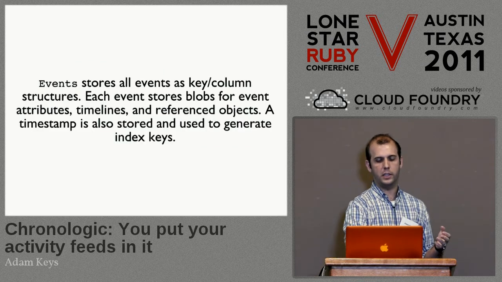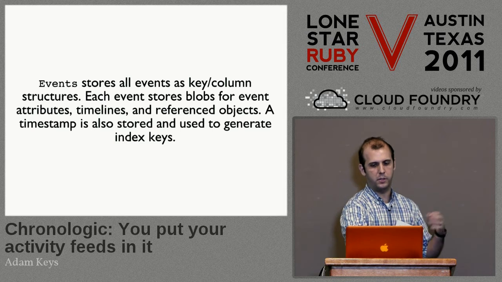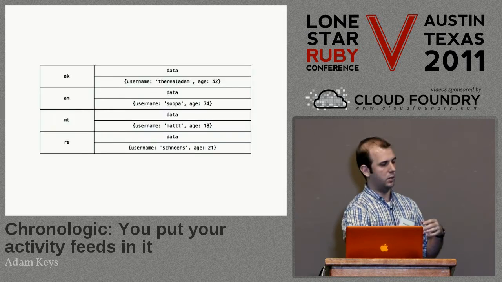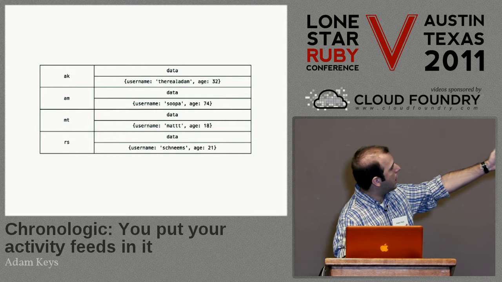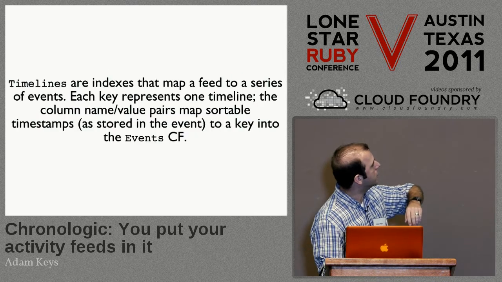Events are all stored as key column structures. Each event is a blob, and it stores a timestamp that's used to generate the indexes. So this is what the events look like. Yeah, this is probably too much detail.